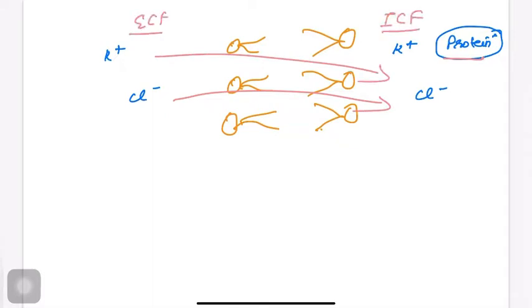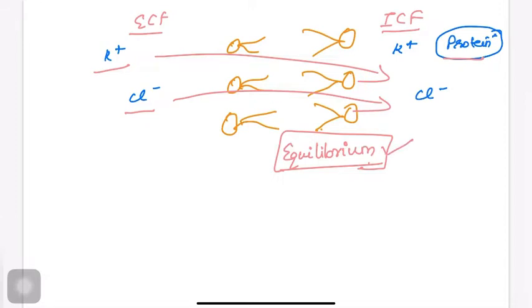How long will this distribution take place? Gibbs and Donnan also said that the distribution of diffusible ions will take place up to equilibrium. When equilibrium is reached, the distribution will stop. So the distribution of potassium and chloride from ECF to ICF will take place until equilibrium is reached. How can we calculate equilibrium? This is by the Gibbs Donnan equilibrium equation. So what is it? What does it say?